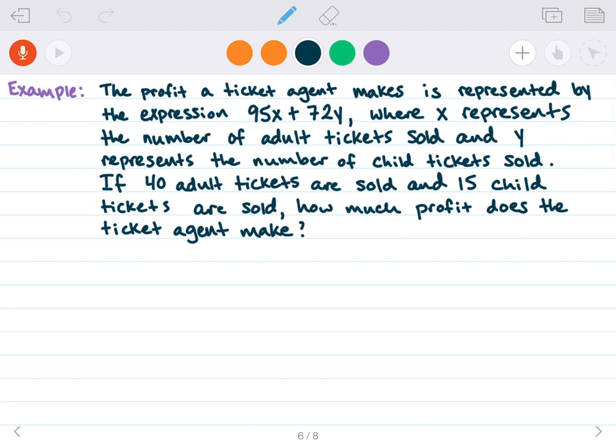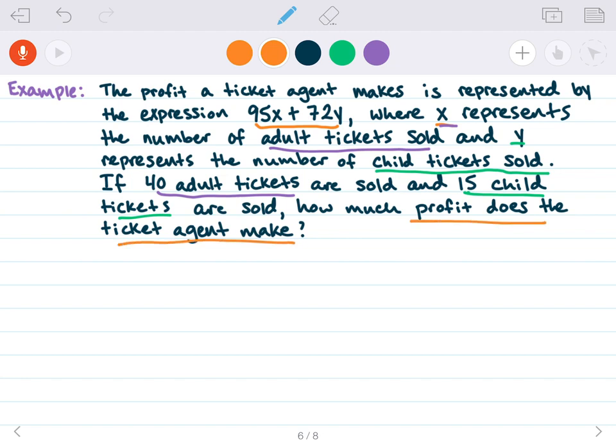All right, let's do some word problems. The profit a ticket agent makes is represented by this expression, 95x plus 72y, where x represents the number of adult tickets sold, and y represents the number of child tickets sold. And then they tell us 40 adult tickets are sold and 15 child tickets are sold. How much profit does the ticket agent make? That's what we want to know.